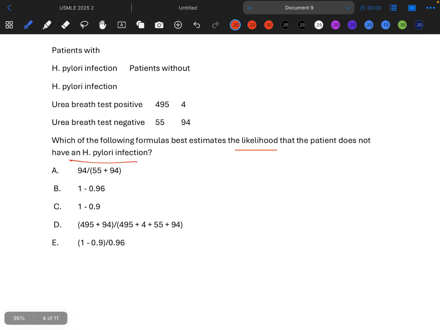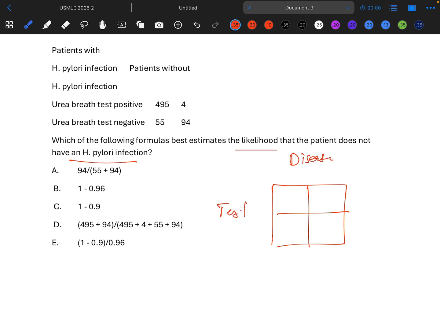So the best method for this, whenever they give any question like this, you have to make one table. You have to make a 2 by 2 table in which you mention the disease, and here you mention the test. And here there is positive, negative, they don't have disease. Their test is positive, their test is negative. If we talk about the patients with the infection and positive test, that is 1495. 1495 are true positive. They have the disease and their test is positive.